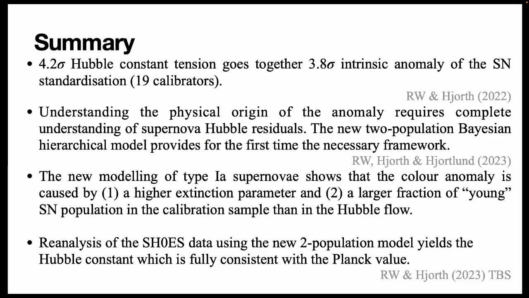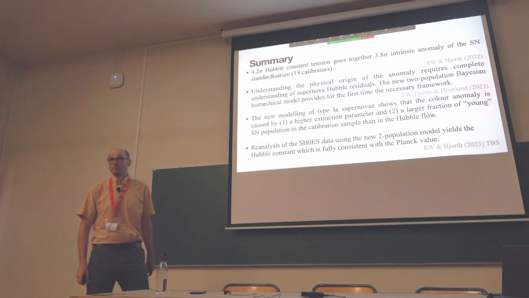This is my summary. Sorry for all these self citations, but if you want to read about all these details, there are lots of technical details in this two population Bayesian hierarchical modeling. That's the paper. This is about the anomaly, and the new measurement of the Hubble constant will come up soon, very soon, I hope. Yeah. Thank you so much.